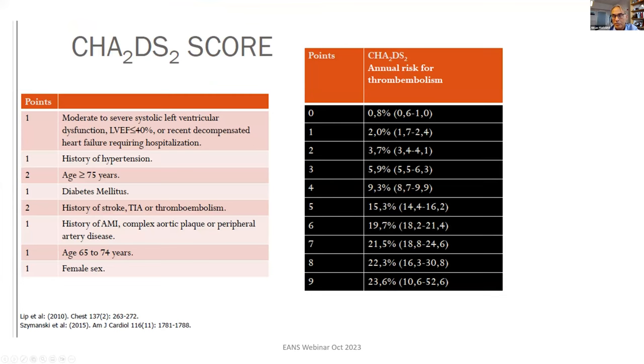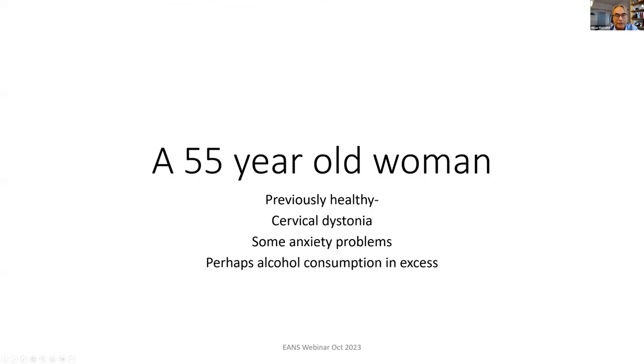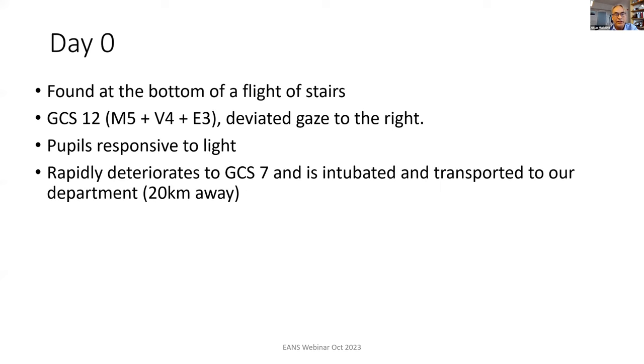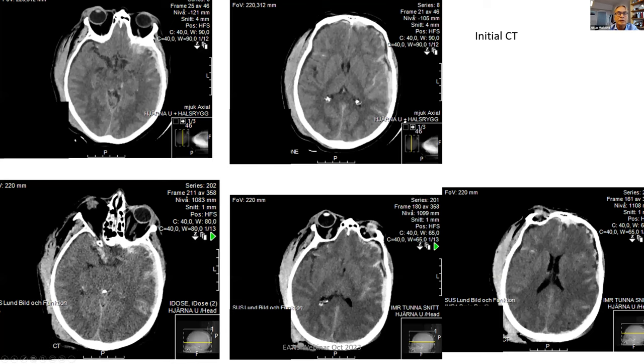And I will just take an illustrative case, to show how problematic it can be. We have this TBI patient, a 55-year-old woman. She's healthy, with some anxiety problems, maybe alcohol consumption in excess. She was found at the bottom of a flight of stairs. She started with GCS 12, still with responsive pupils, but she rapidly deteriorates. GCS 7, and she is transported to our department after intubation. It doesn't look like much, but you have some hemorrhagic contusions, some subarachnoid hemorrhage, subdural hematoma. She is complicated by a burst fracture of the C3 vertebra.